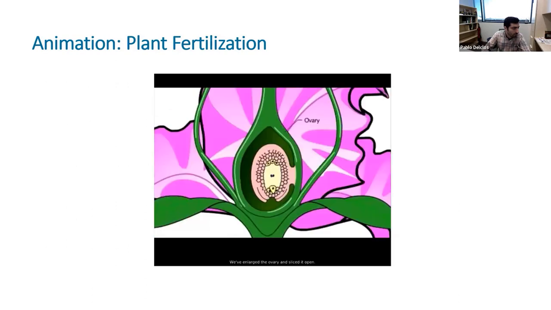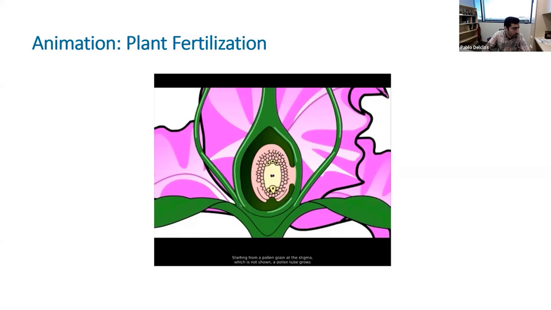We've enlarged the ovary and sliced it open. An ovary contains one or more ovules that will become seeds if they are fertilized. One ovule is shown here, with the front removed to reveal its parts. The ovule is attached to the ovary wall by a stalk that provides nutrients.